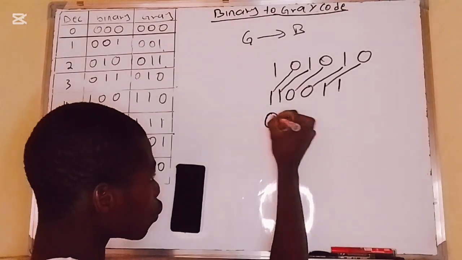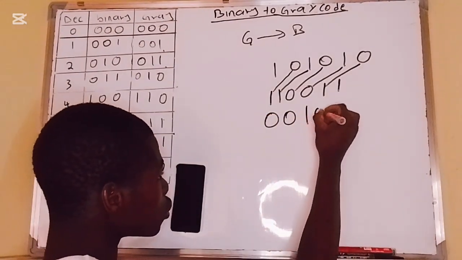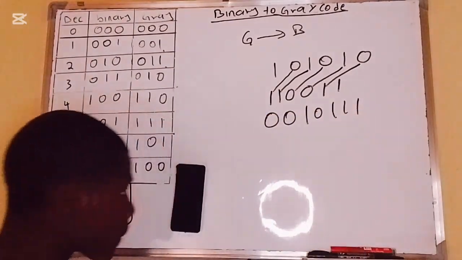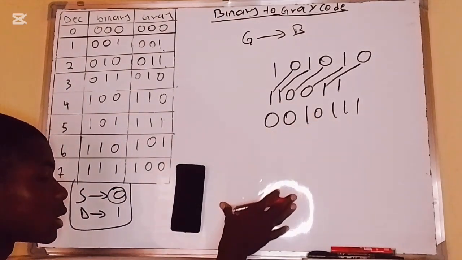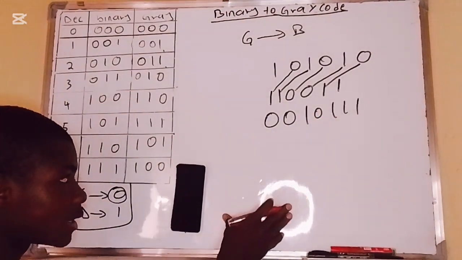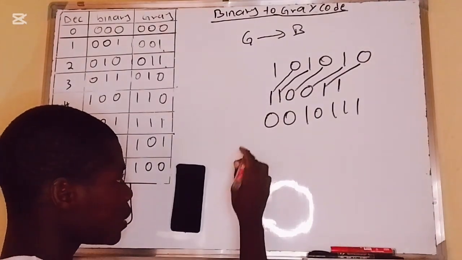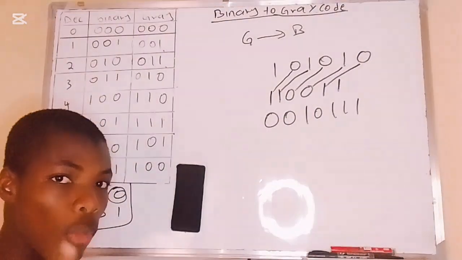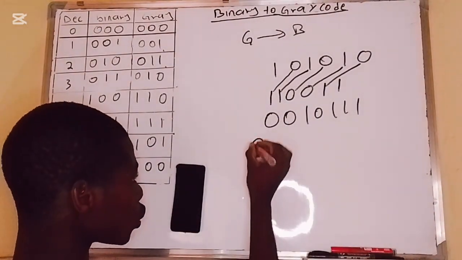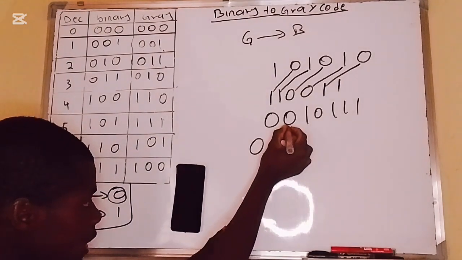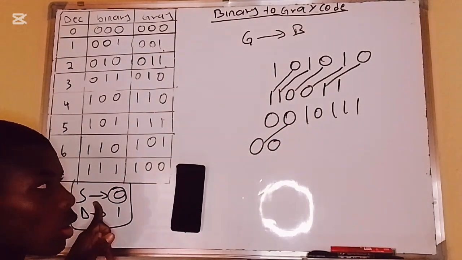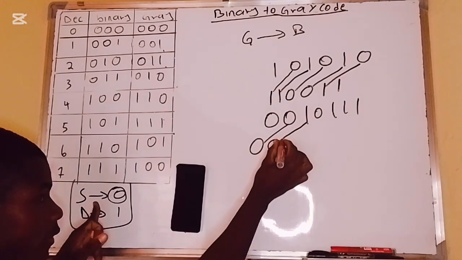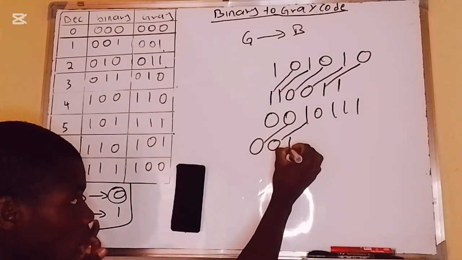So first I have 0, 0, 1, 0, 1, 1, 1. How can I convert this gray code to binary? I have to put down the MSB, the most significant bit, 0. Then I take the second. Is it the same as this? If it is the same, it's 0. This and this, are they the same or different? They are different. Different is 1.